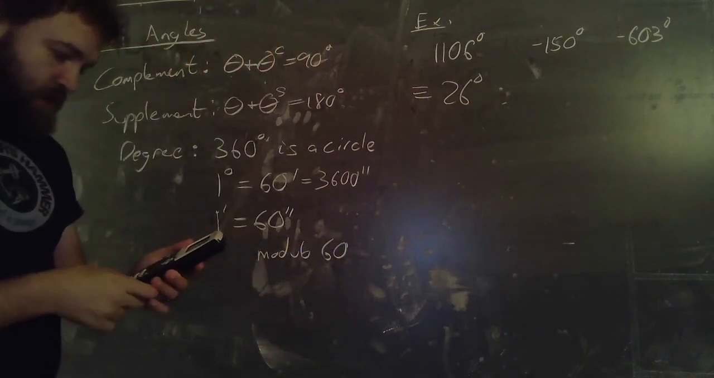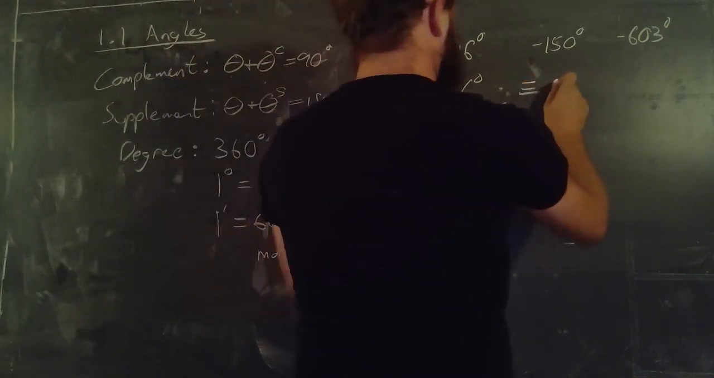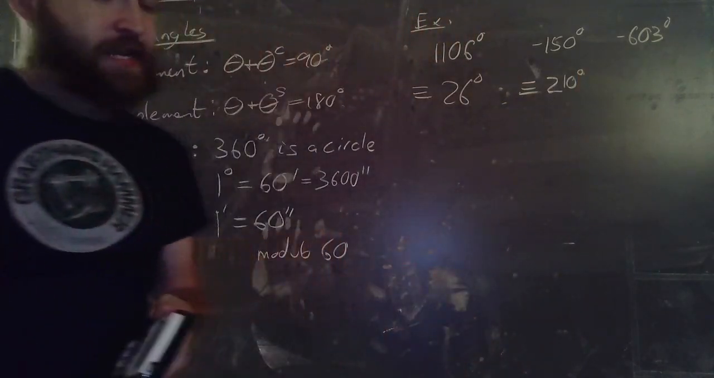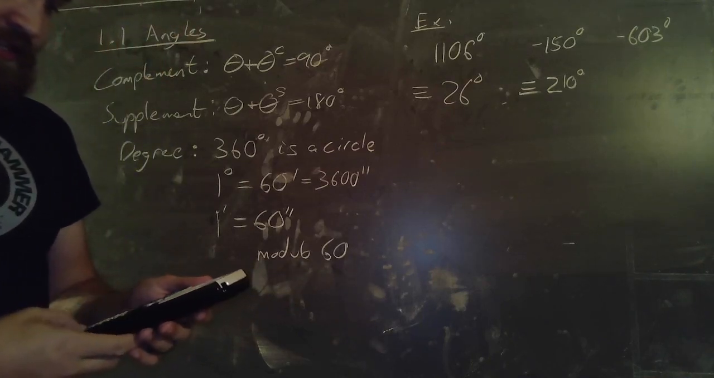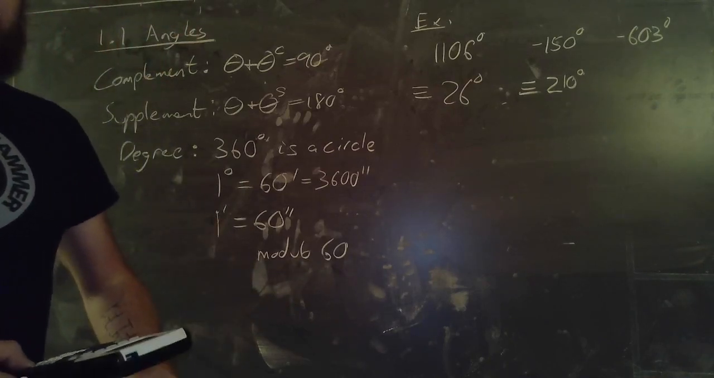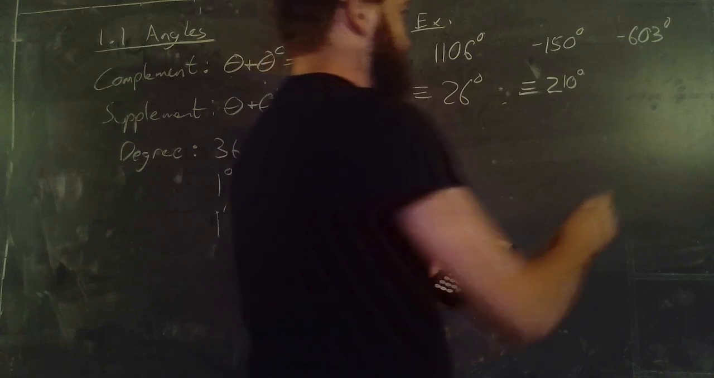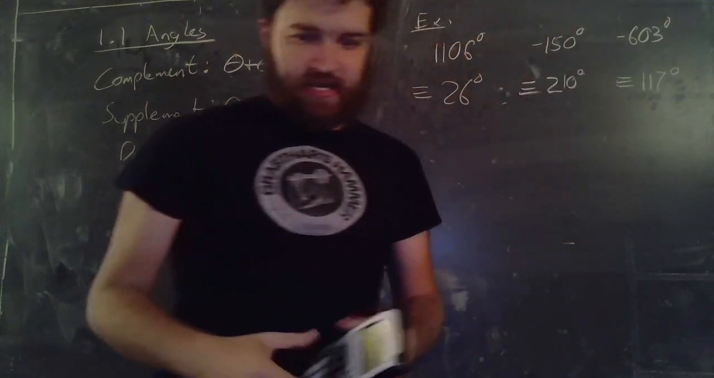Now with negative 150, we could add 360 to it once, and it will be the same thing as 220 degrees, which is an angle in standard position. Now with negative 603, we can add 360, and the result will still be negative. It's negative 243, but doing it a second time will give us an angle in standard position, which is 117 degrees.